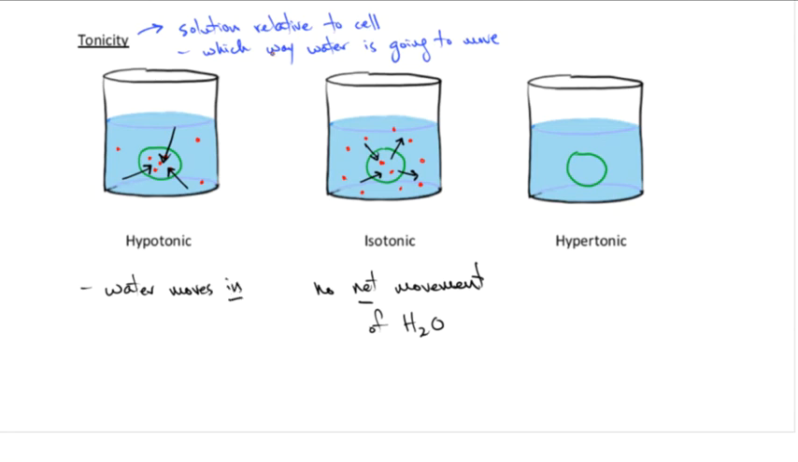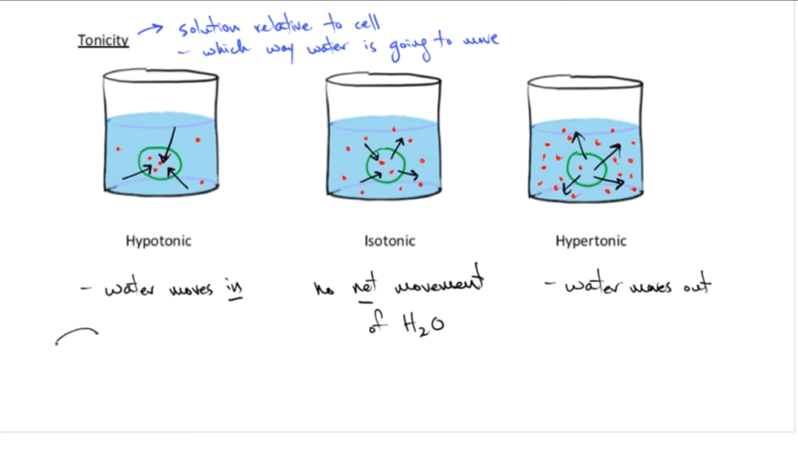In contrast, in a hypertonic solution, we have a higher concentration of these non-penetrating solutes outside of the cell, and again, because they can't move into the cell to equalize the concentration, water is going to move out, like so. So, in a hypertonic solution, water in net moves out. Water moves in hypotonic, there's no net movement of water in an isotonic solution, and water moves out in a hypertonic solution.